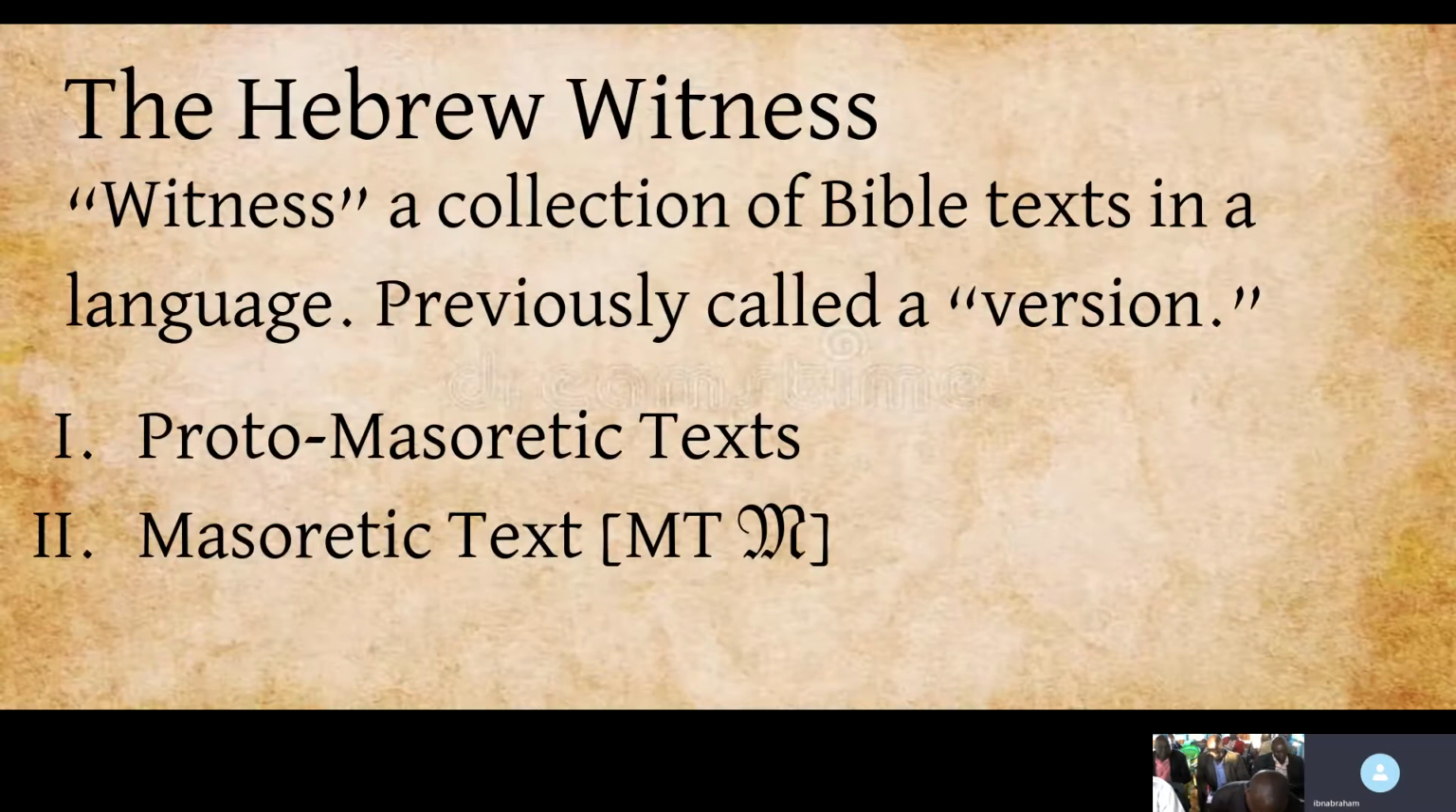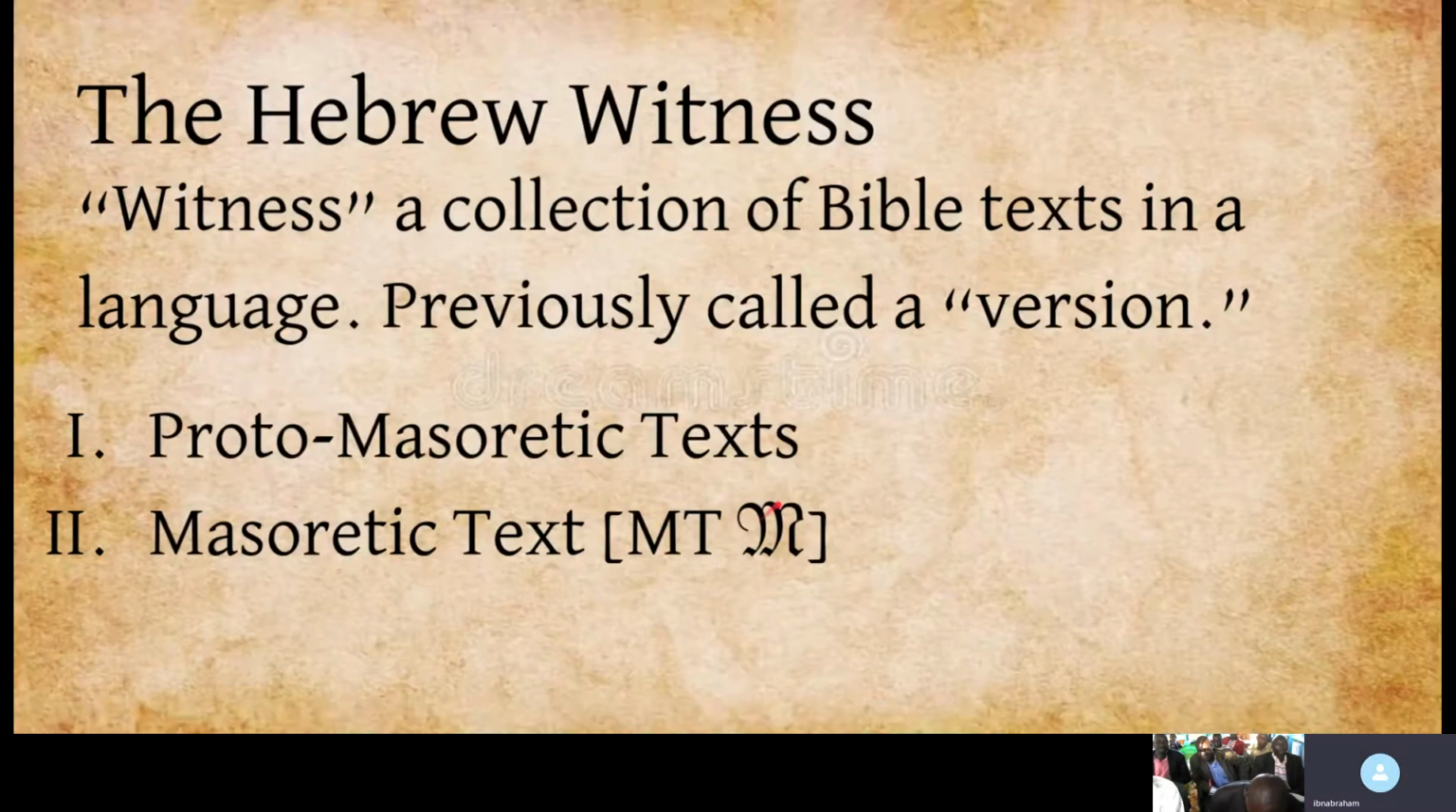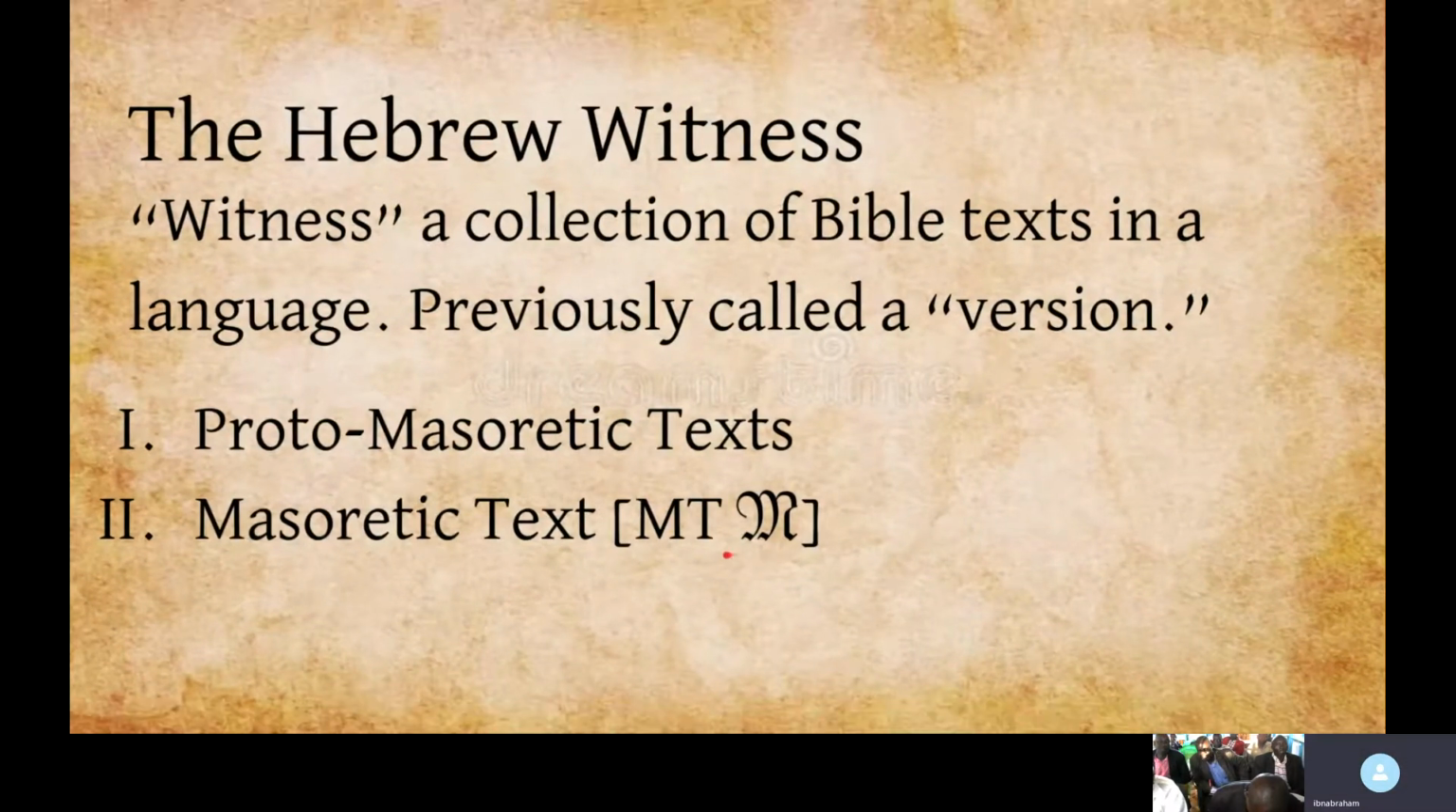So the Hebrew witness. A witness is a collection of Bible texts in a language. Previously, people called this a version. We're going to deal with what we call the Proto-Masoretic texts and the Masoretic texts. Now you can see here, I've got this fancy M. It's the German Fraktur alphabet M, and it's also abbreviated MT. Proto-Masoretic is either PMT or star MT, like with an asterisk. I should have put that down there, but I didn't.